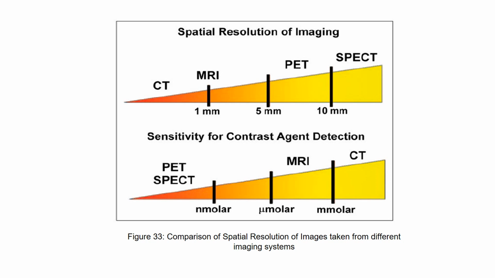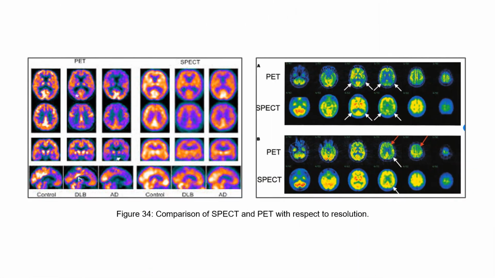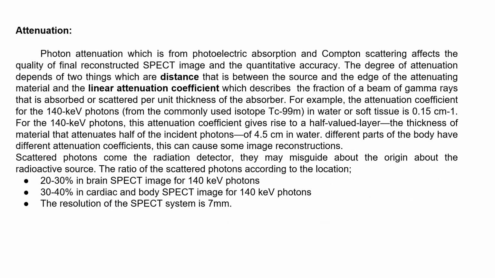Here is the spatial resolution comparison of SPECT imaging with different imaging systems. These millimeter values represent the cell size of pixels. Larger cell size means lower resolution, and SPECT has the largest cell size. In figure 34, we can easily distinguish the resolution difference between SPECT and PET imaging.